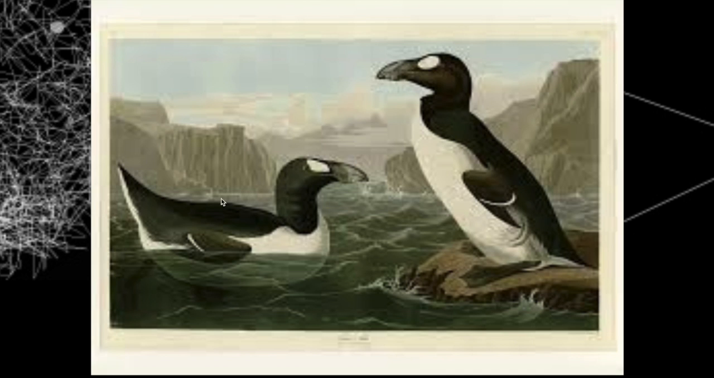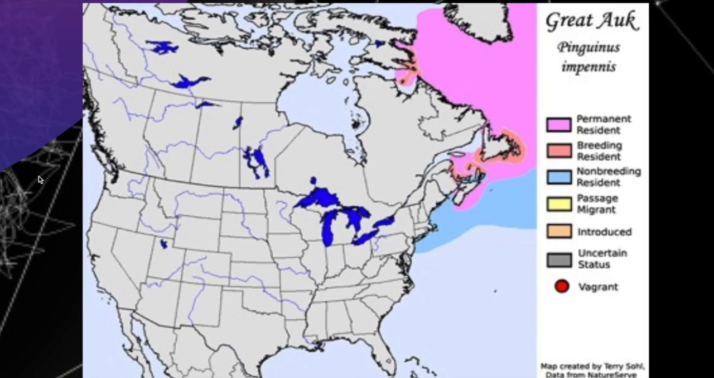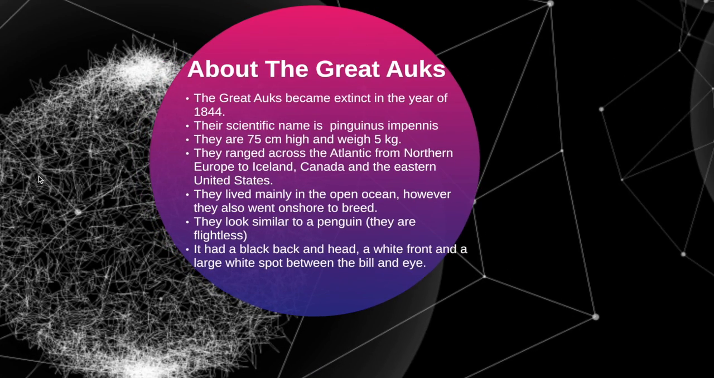They were very good swimmers, just like penguins are, and they also went on land a lot, but they could not fly, which was one of their vulnerabilities, which caused their extinction, and I'm going to talk about how they became extinct a bit later. But in general, the great auks were a unique species and provided biodiversity and variation within ecosystems, for example, the Atlantic one.